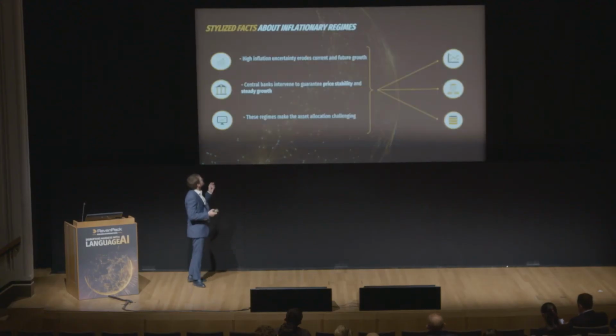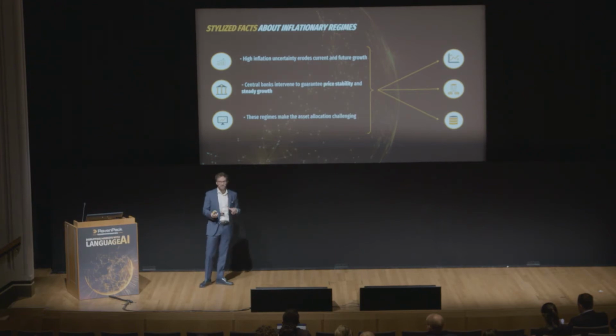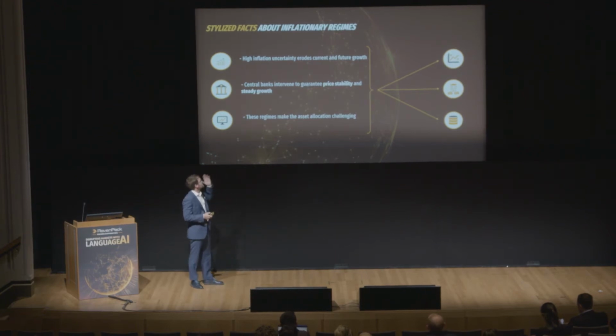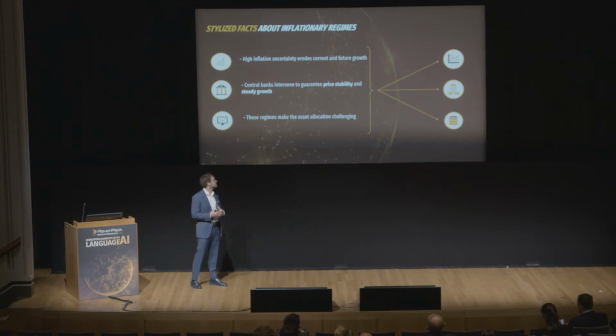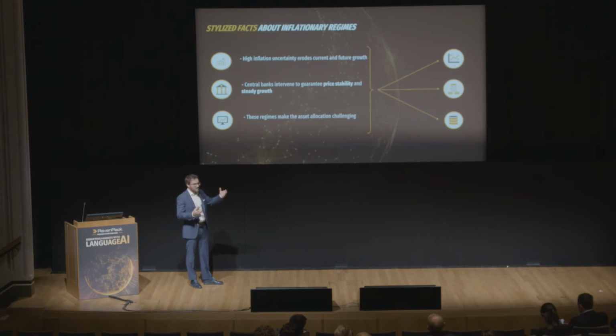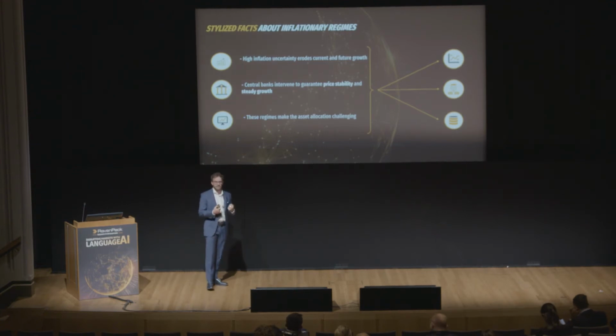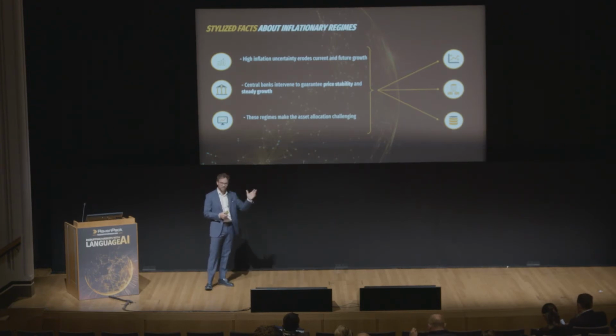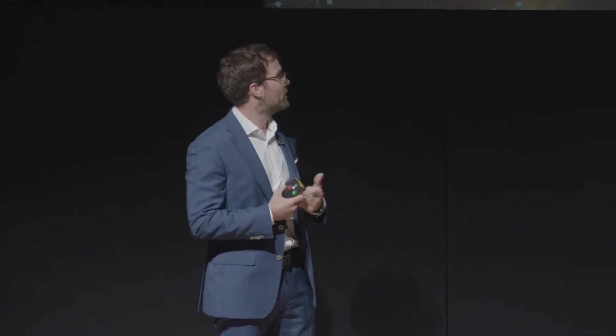These are some stylized facts about inflation. Usually, high inflation uncertainty erodes current and future growth, so all the people are concerned about that. Then central banks intervene to guarantee price stability and steady growth. That's what the central banks want: steady growth, always a solid 2.5% for developed countries, and price stability, where people can actually invest, take loans, repay their loans, buy a house, and improve their lifestyle and their consumption preferences as well.